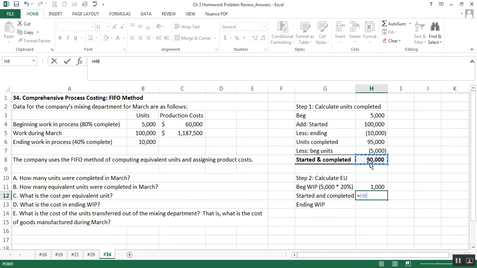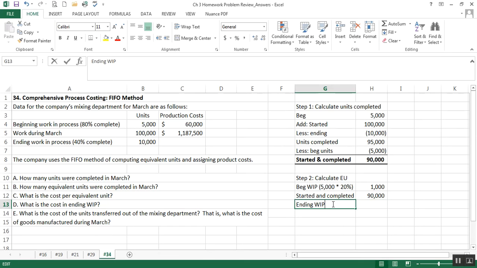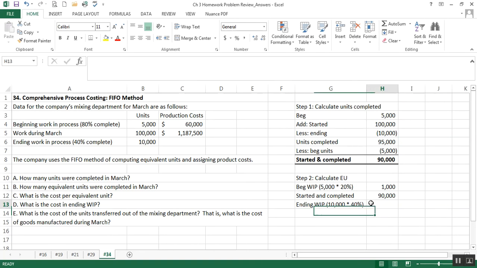Started and completed from here, and then our ending WIP is going to be the 10,000 times the 40% that we completed during this period. So 10,000 times 40%. Now we add these, and we get equivalent units of 95,000. Okay.